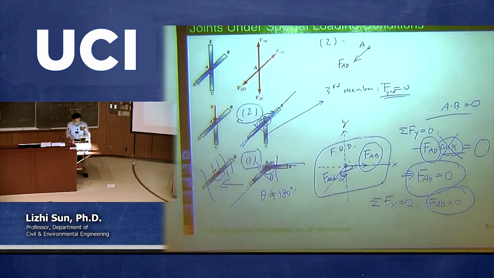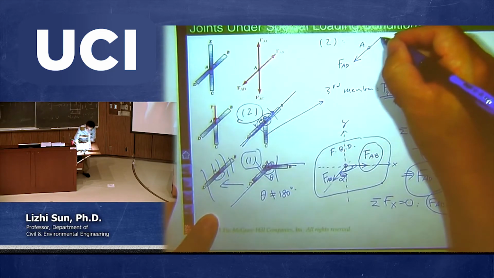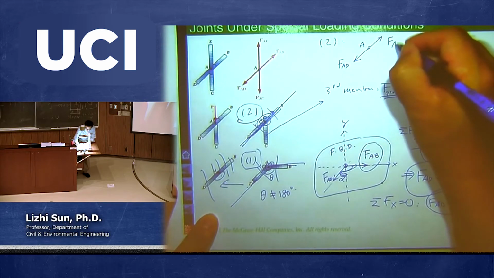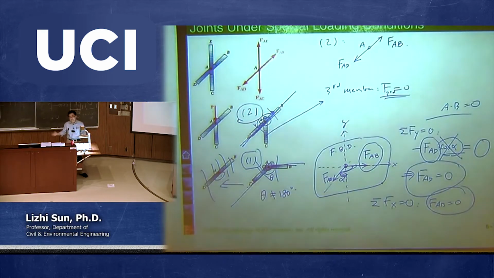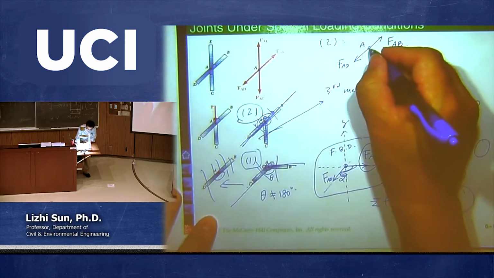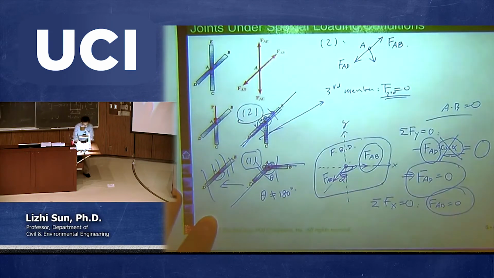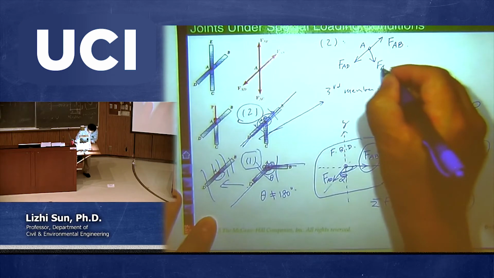So I have one force when I cut member AD, and then I cut member AB as well. So I have another force, which is called FAB. I don't know if it's tension or compression, I assume tension. That's why it's leaving that joint. And number 3, there's another member. I cut it and gave another force. This is called FAC.